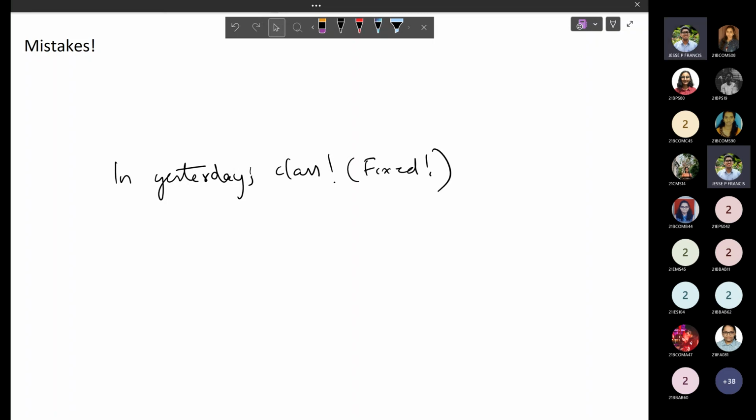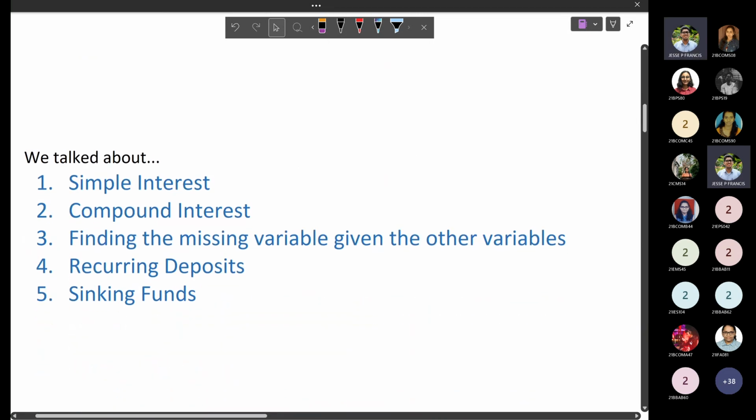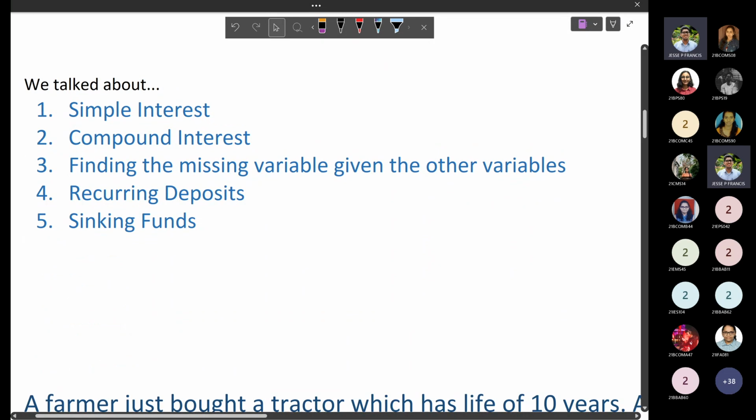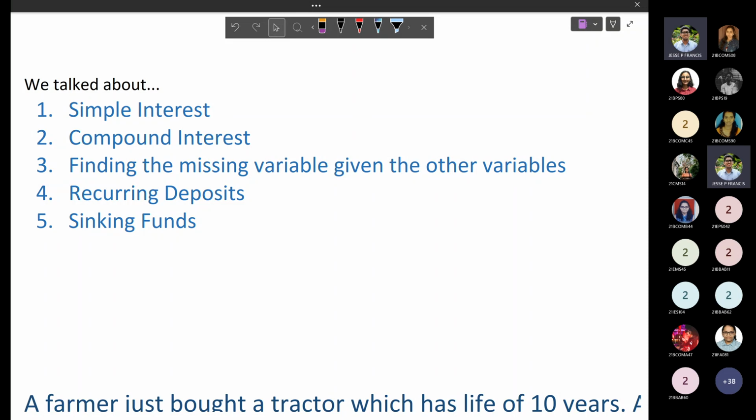Just for the sake of future, we'll mention this now. So far we talked about simple interest, compound interest, and finding the missing variable given other variables, like suppose principal is not given, but term, the number of times it's compounded annually, the rate of interest and the maturity amount are given. If one is missing, we knew how to manipulate the formula and find those variables.